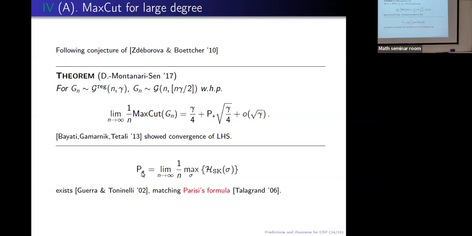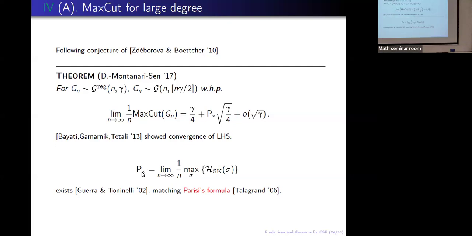And what we proved: we take both the Erdos-Renyi graph or the regular graph, and we look at the size of the max cut in such a graph divided by n. The leading term is trivial. The leading term is simply the number of edges divided by two. Take a typical cut: half of the edges will be plus and minus 1 on the other side, and the other half will be equal. So you can get gamma over 4 easily without any work.